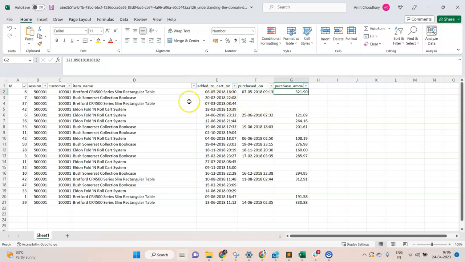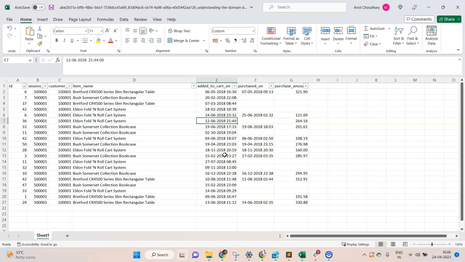And we see that there are cases where the item is added to the cart and then it is purchased also. And the time for which this item was in the cart is from say 4:30 p.m. on 6th of May till 9:13 a.m. on 7th of May. So this is when it was taken out of the cart and was purchased. But when you look at this one, this item is still in the cart, not purchased at all, still in the cart, still in the cart, right?